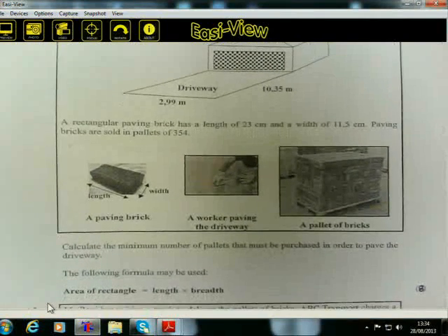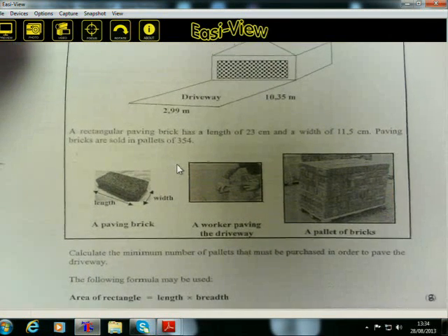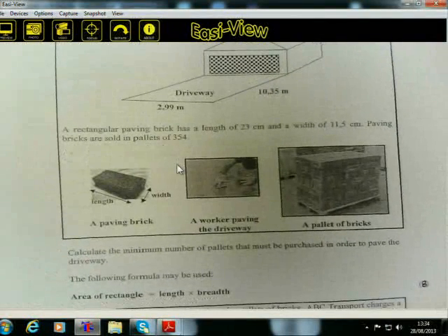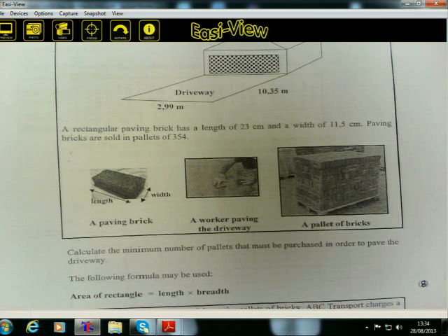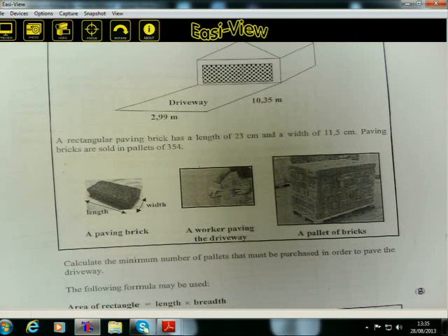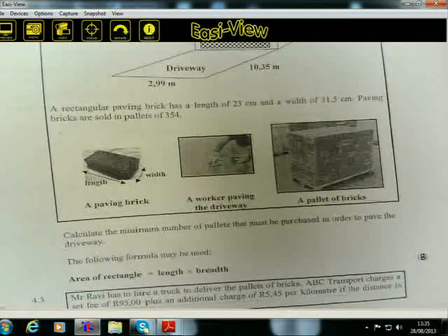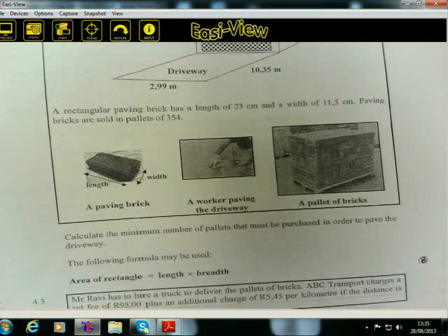In this question, we are required to calculate the minimum number of pallets that must be purchased in order to pave the driveway. Now, whenever you want to pave a driveway, it is always advisable that you buy only what you need. Otherwise, you'll buy too much and end up spending more than what you need, or otherwise you buy too little. So it is important that you do your calculations before you do the paving. Hence, we are following this formula. We are also given here the formula of the area of a rectangle is equal to length multiplied by breadth, which I'm sure we all know.